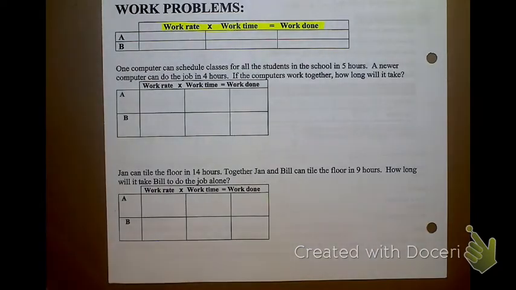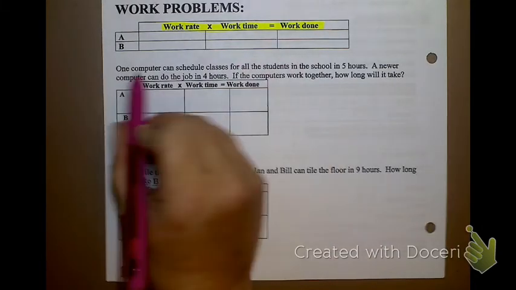These are problems where two people or two machines or something are working at the same time to get something done. You are either given how long it takes them to complete it while they're working together, or you're trying to find how long it takes one of them to do it on their own. Okay? So here's our example.